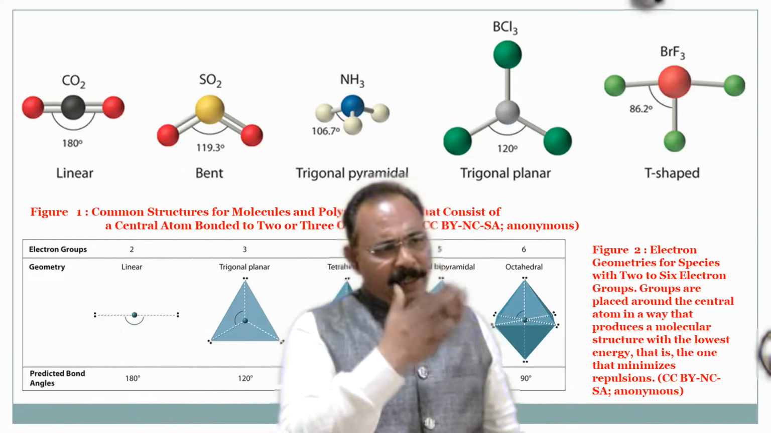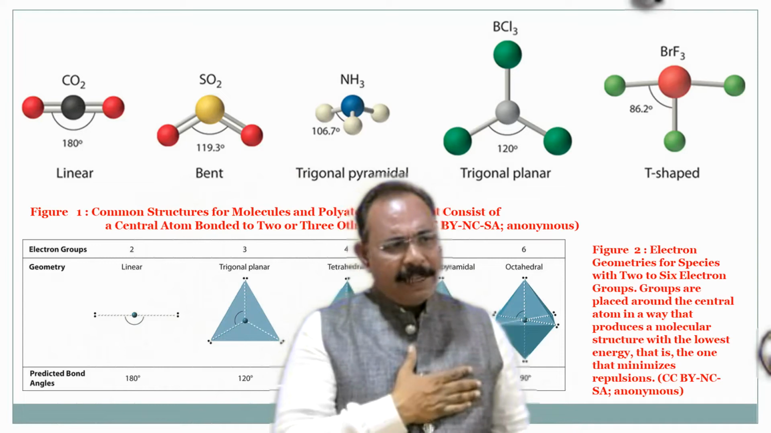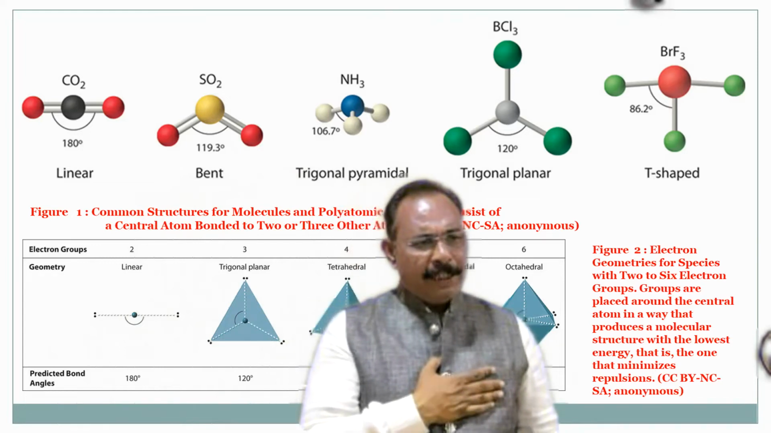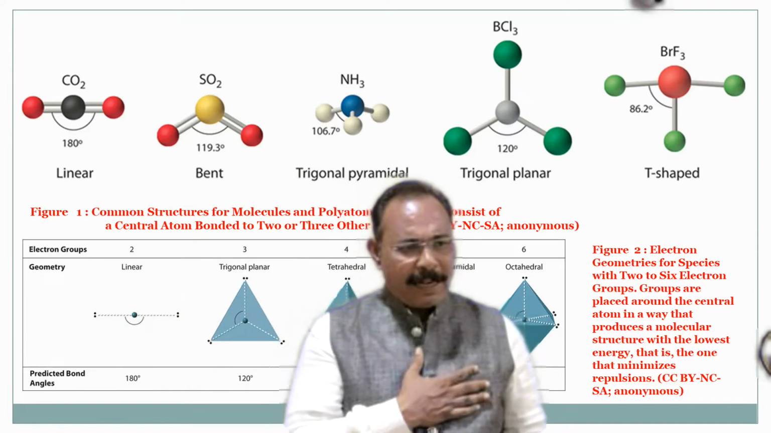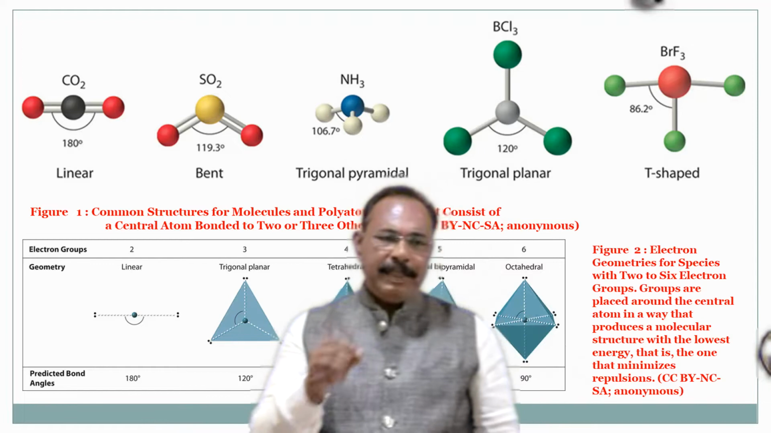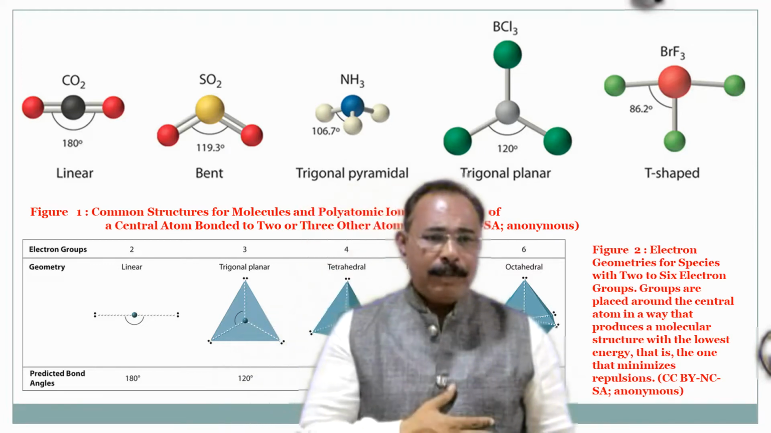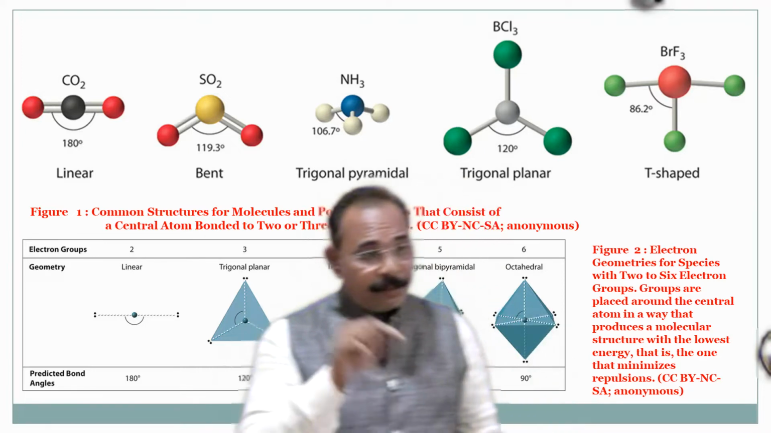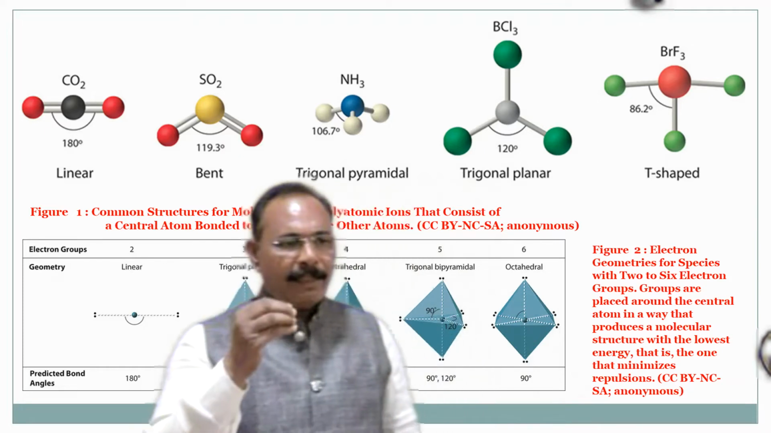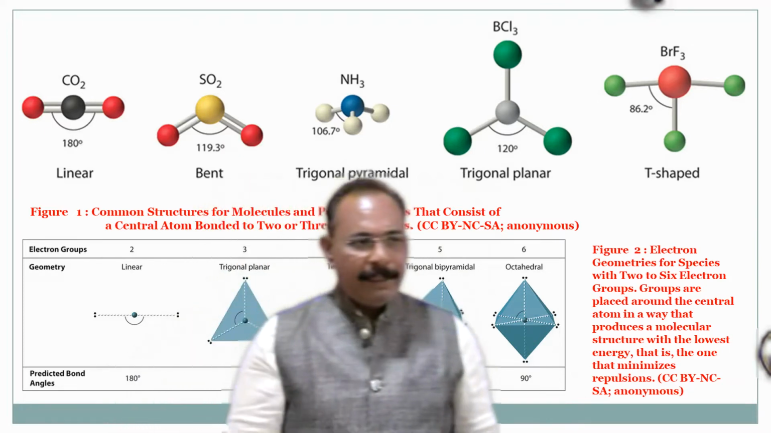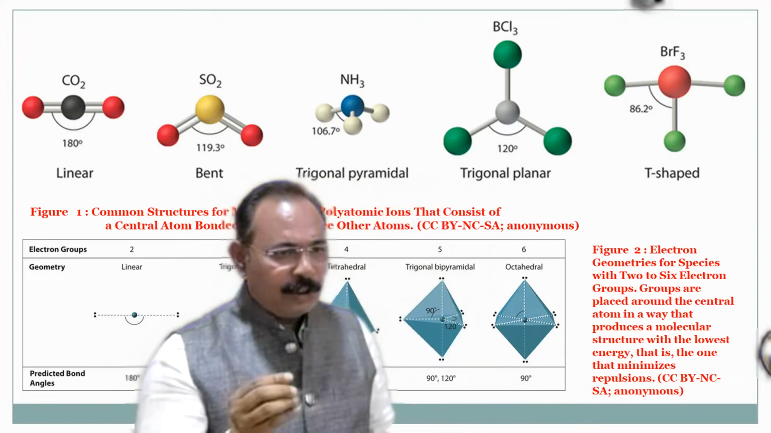Here you can see in the diagrams that there is a linear shape, there is a triangular shape, there is a pyramidal shape, there is a tetrahedral shape, and we can say that we can use the VSEPR model to predict the geometry of most polyatomic molecules and ions by focusing only on the number of electron pairs around the central atom, ignoring all other valence electrons present.